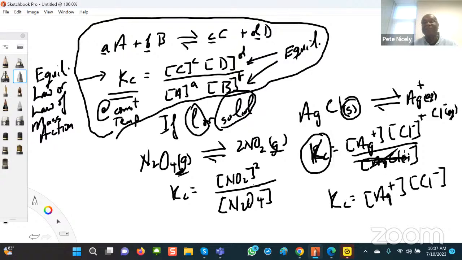So what we did here for the solid silver chloride, you'll do the same thing for any system that contains a liquid. Okay, one more thing I want to talk about when it comes to equilibrium constants. And is it okay for me to get rid of this?